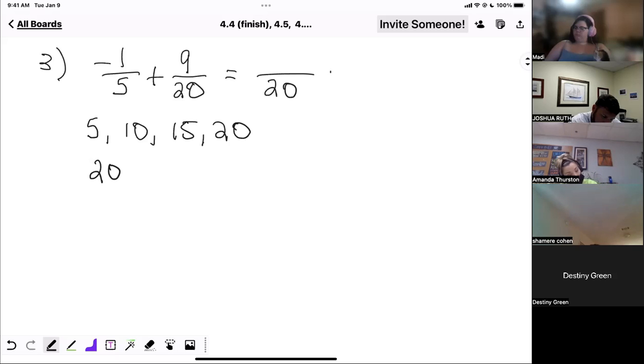I want that to be 20, and I want that to be 20. So I want 20. I have 5. What do I multiply 5 by to get 20? I multiply it by 4. And whatever I do to my denominator, I have to do to my numerator. So negative 1 times 4 makes my new numerator negative 4.